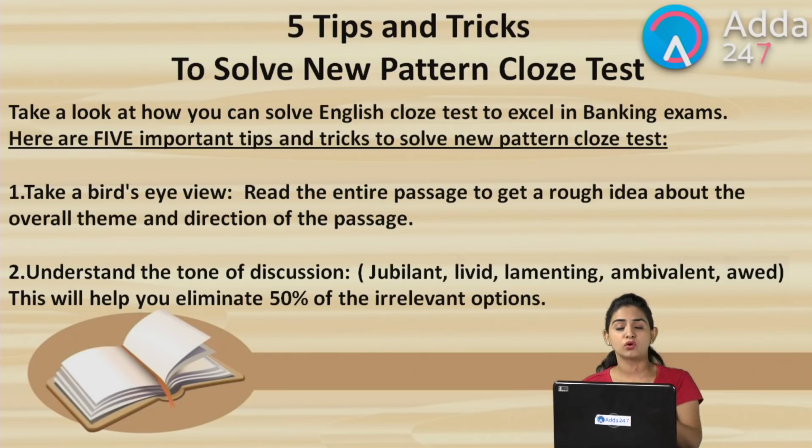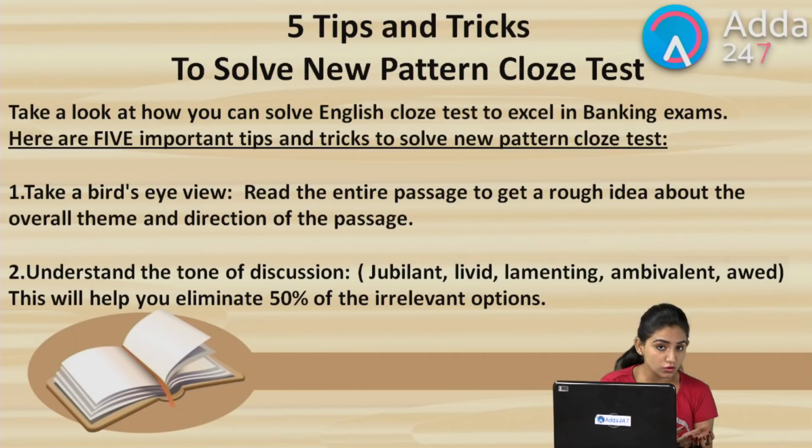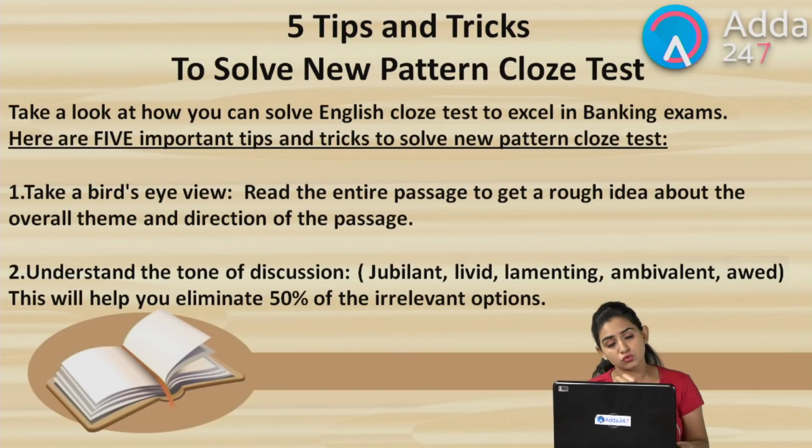Once you know the tone of the passage, is it about something that is criticizing a topic? Is it something that stands for a topic? Is it something that stands against the topic? Or is it something that is introducing something, right? So you need to understand the tone of the passage. What is it actually referring to? Once you get that, you will be able to eliminate 50% of the irrelevant options given in the question, right? So the second tip is understand the tone of discussion.